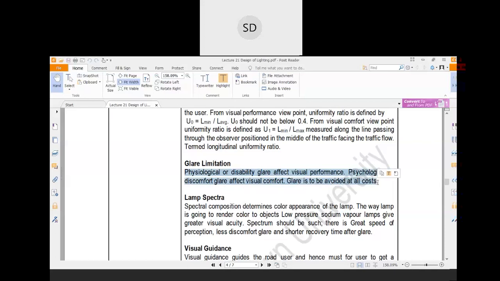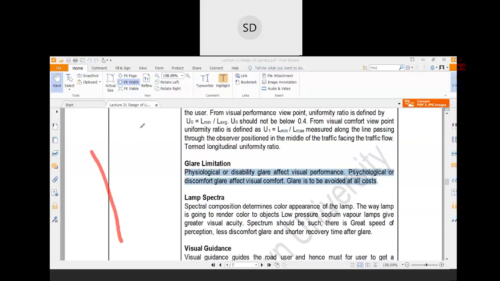Suppose you are driving your vehicle and in the opposite lane another vehicle is coming. If the headlight of that opposing vehicle is directed to your face or eyes, then for a fraction of time you are not able to see anything. That phenomenon is actually called glare. So you have to limit the glare on the road surface. So how can you limit the glare?